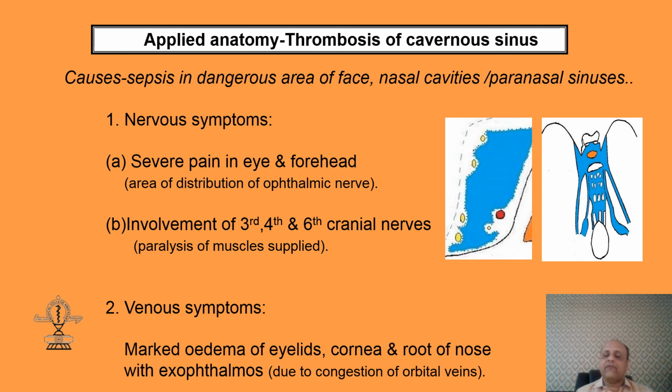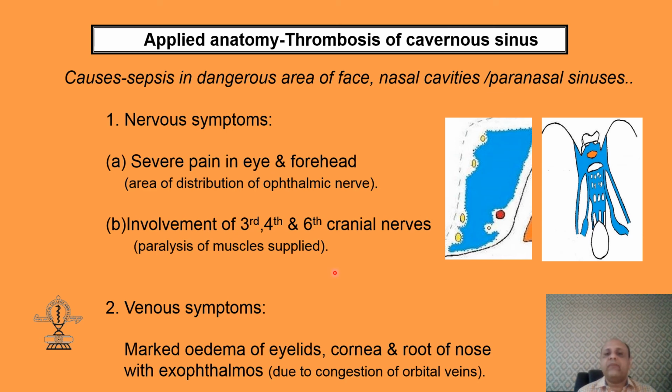And then once this thrombosis occurs, there are nervous symptoms and venous symptoms. Now the nervous symptoms are due to involvement of structures in the lateral wall of the sinus. So there is pain in the eye and the forehead in the area of distribution of ophthalmic nerve. See, the ophthalmic nerve is lying in the lateral wall of the sinus. So there is pain in the eye and the forehead, okay, due to involvement of the ophthalmic division of trigeminal nerve, which lies in the lateral wall of the sinus.